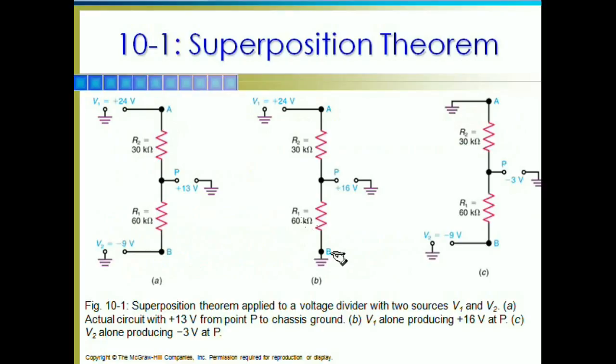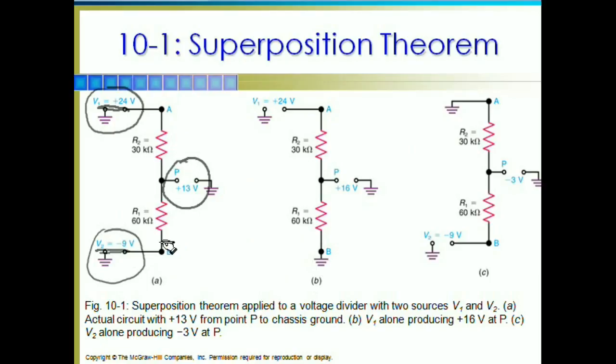What they're talking about here is we have a network with 2 sources, a -9 volt source and a +24 volt source. Now we're going to analyze this circuit, and we are interested in what's going on at point P here. So we're interested in one source at a time. Essentially, at one point we're just going to short across there, and at the next point we're going to short across there.